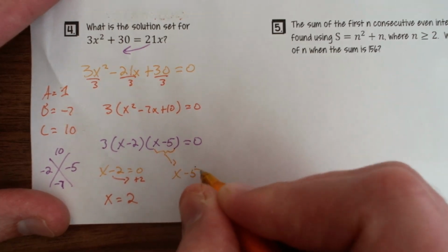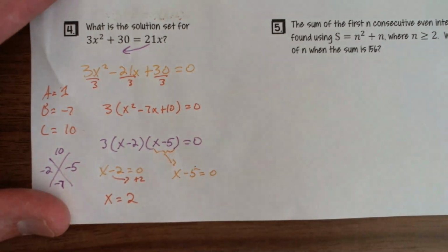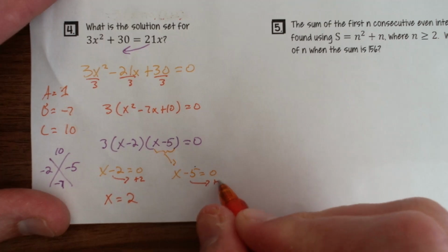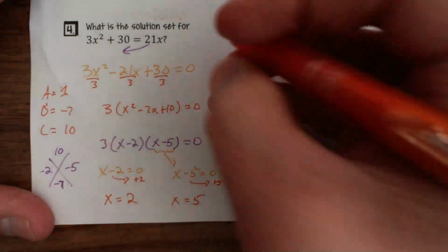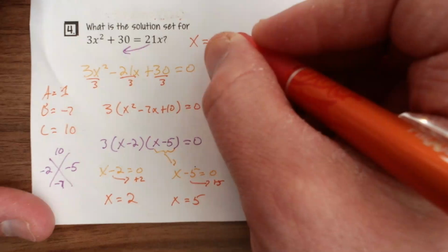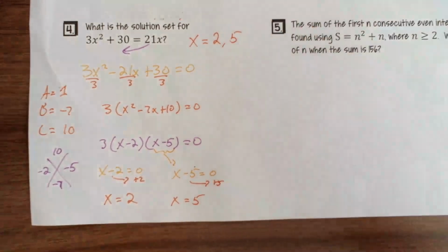This is x minus 5 equals 0. I add this 5 over, and this x equals 5. So my solution set is x equals 2 and 5.